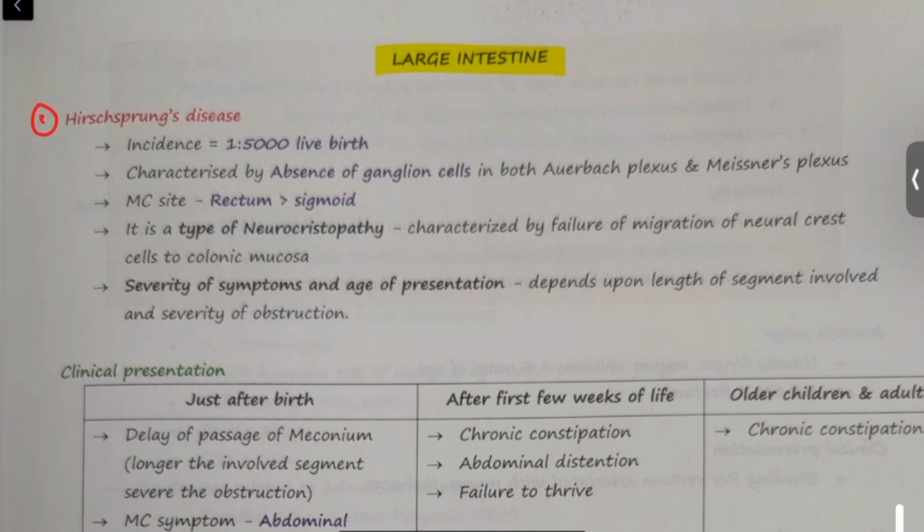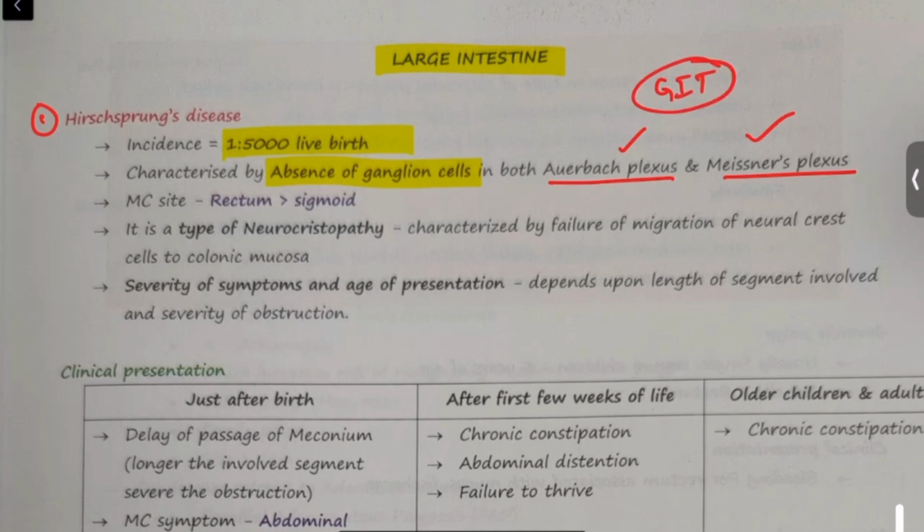Incidence: it is seen in almost 1 in 5,000 live births, and it is basically a congenital disease, or an acquired disease you can say, in which there will be absence of ganglion cells in both Auerbach's and Meissner's plexus. We all know these are the two plexuses present in the gastrointestinal system, or GIT, which regulate secretions as well as peristalsis.